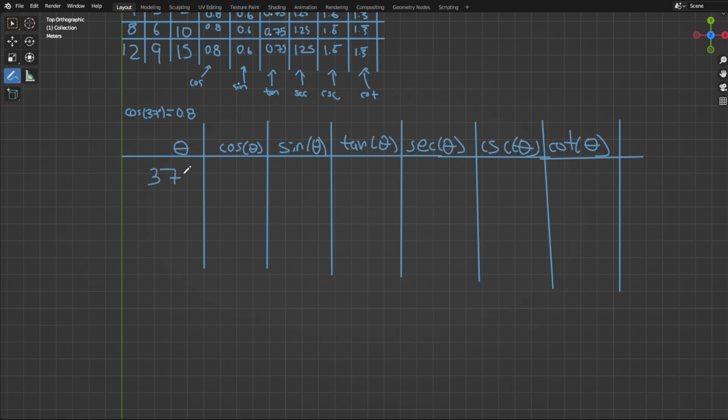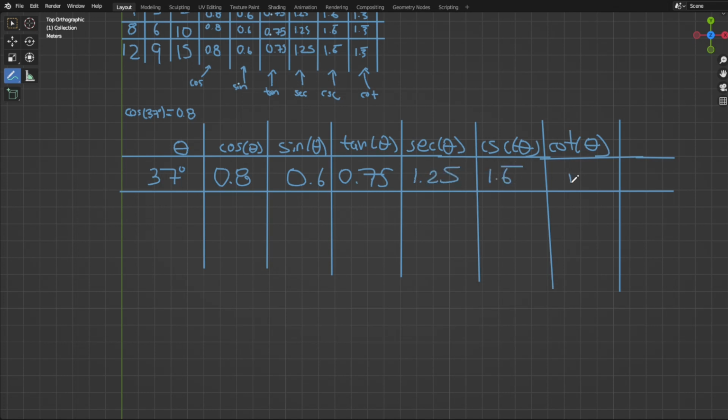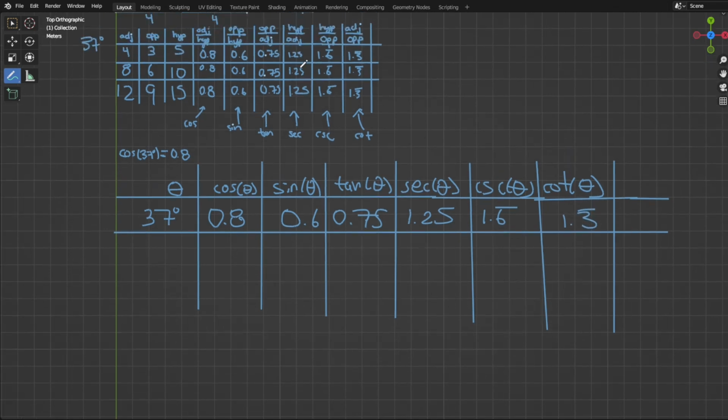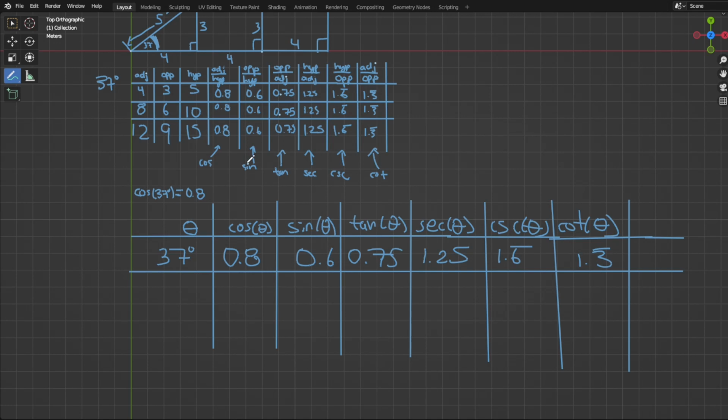We've got 37 degrees. And they're like, okay, what are the values for that? Well, here are the values. We have 0.8, 0.6, 0.75, 1.25, 1.6 repeating, 1.3 repeating. And I'm getting these all from this other table.